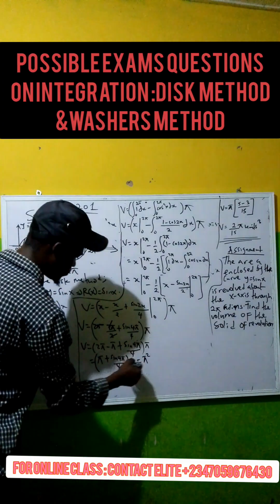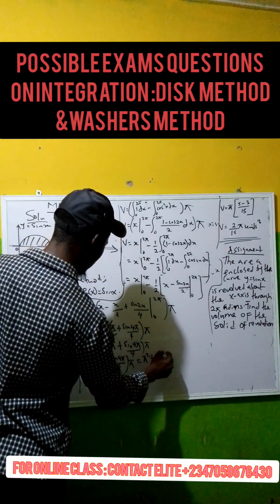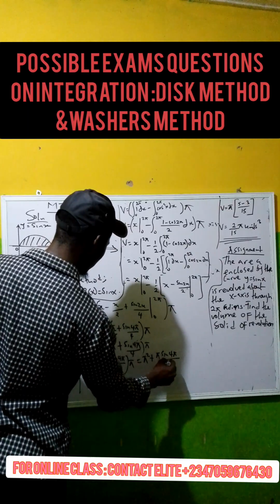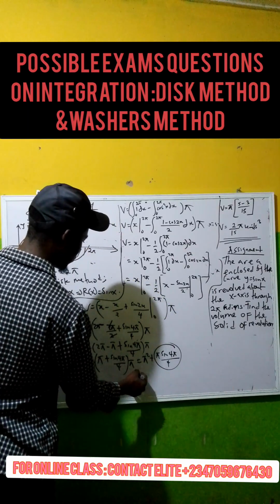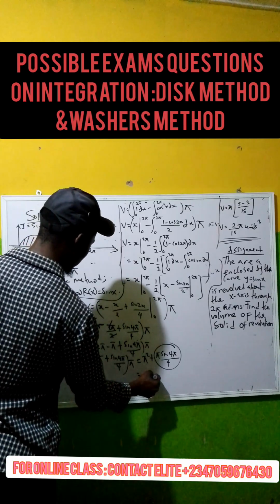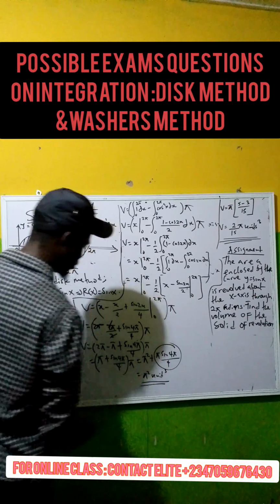So this one is going to be plus pi sin 4 pi over 4. So this one becomes 0 because sin 360 is 0. I mean pi square unit cube is our answer.